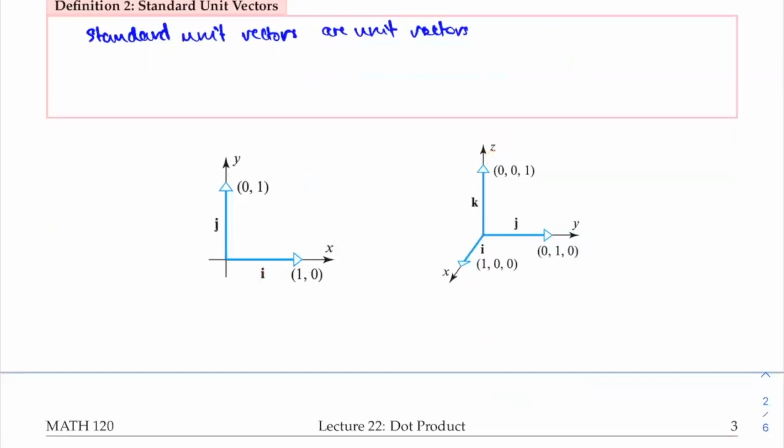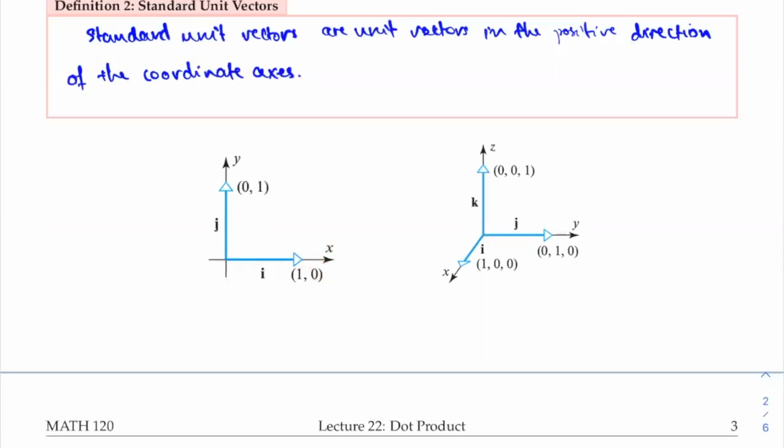Okay, but let me finish writing down the definition here. The standard unit vectors are unit vectors in the positive direction of the coordinate axis. Okay. So again, for the 2-dimensional case, you have the x direction and y direction, or x coordinate and y coordinate. i hat is the standard unit vector in the x direction. j hat is the standard unit vector in the y direction.